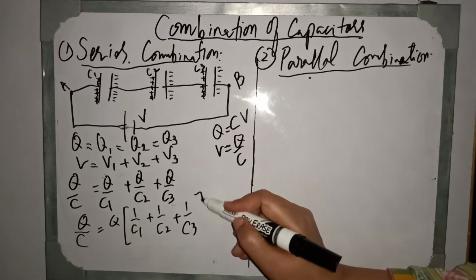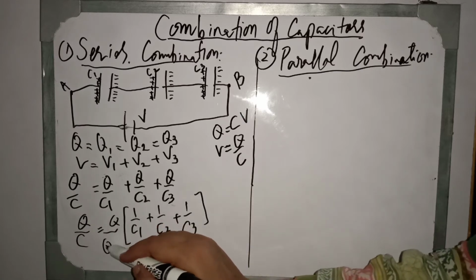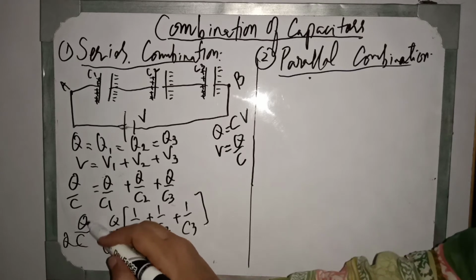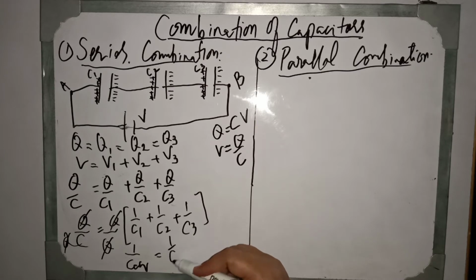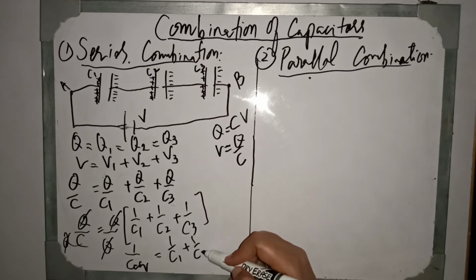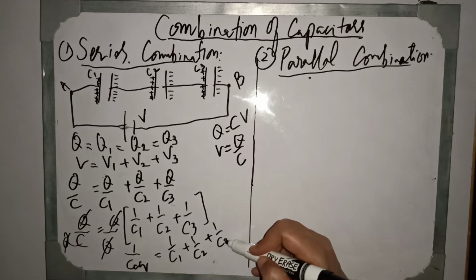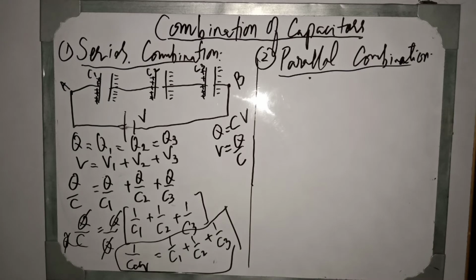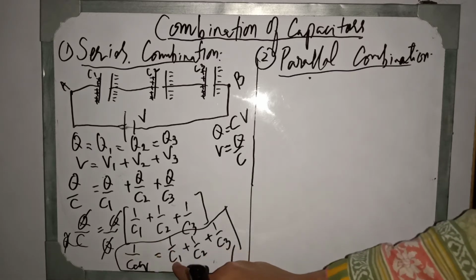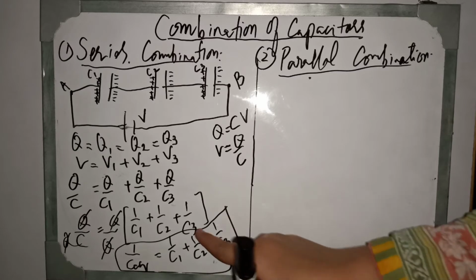If I divide by Q on both sides, Q will be cancelled on both sides. And what about equivalent capacitance? 1 over C equivalent is equal to 1 over C1 plus 1 over C2 plus 1 over C3. This is the equivalent capacitance of the capacitors. This is for series combination, in which 1 over C equivalent is equal to 1 over C1 plus 1 over C2 plus 1 over C3.